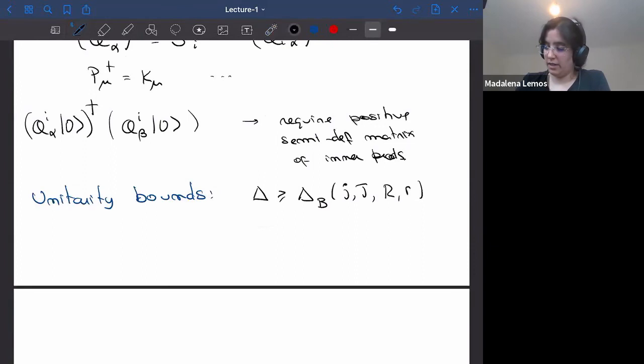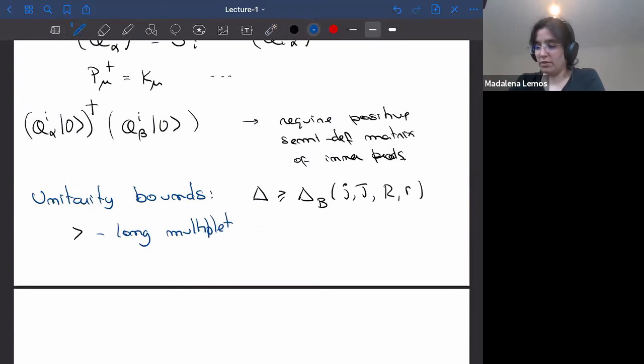And if the inequality is not saturated, you have what is called a long multiplet. This is a generic multiplet. You just act with the Qs and you never encounter any zero or negative norms. You just act as much as you want and you get the whole big multiplet. When the equality is saturated, this is when you get a short multiplet.